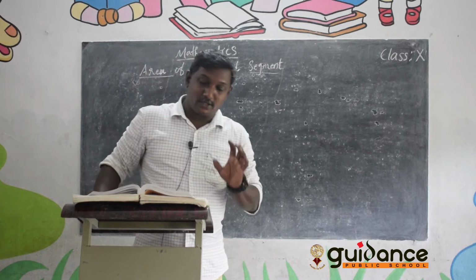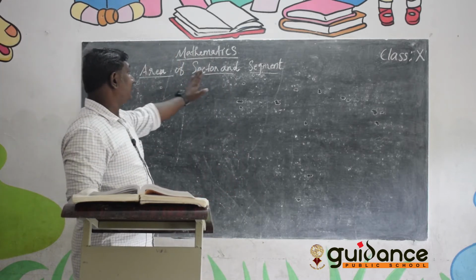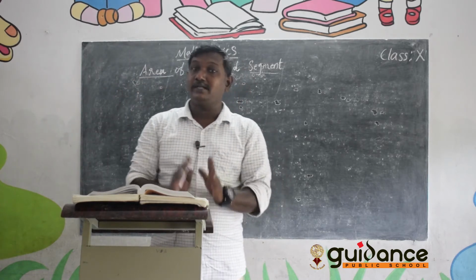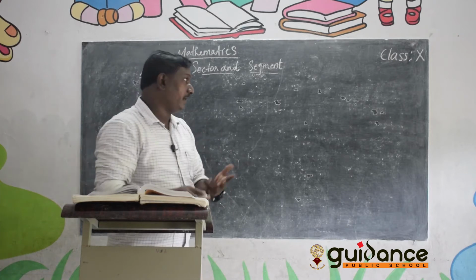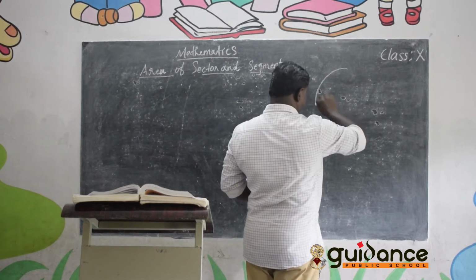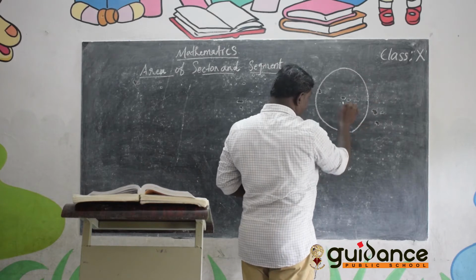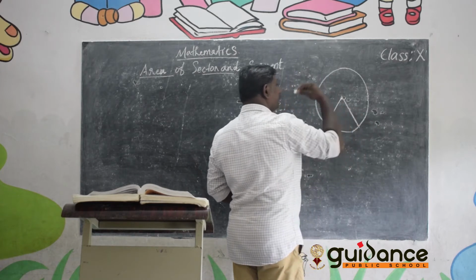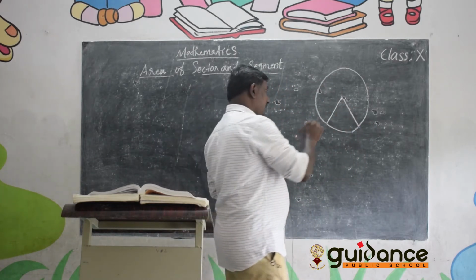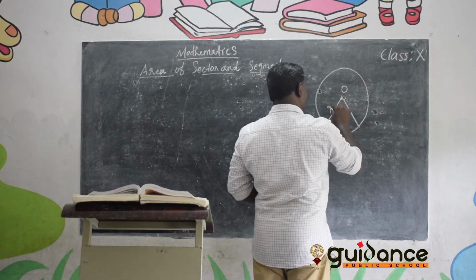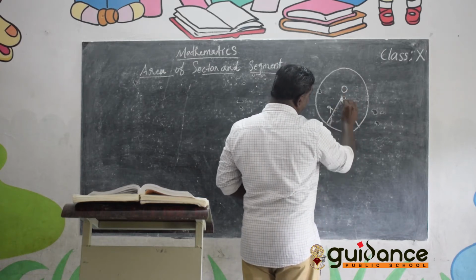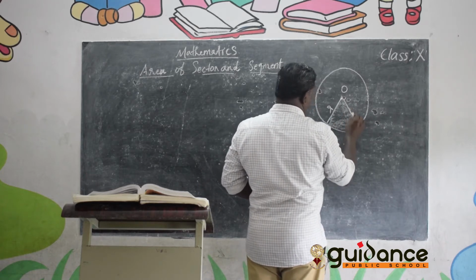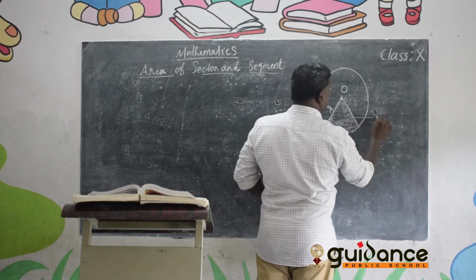Today we can discuss the topic area of sector and segment. Already we studied what is meant by sector and segment. Anyway, one more time we can say sector means a part of a circle enclosed by two radii. We can consider this as O, and this as the radius. The shaded region we can say is the sector.